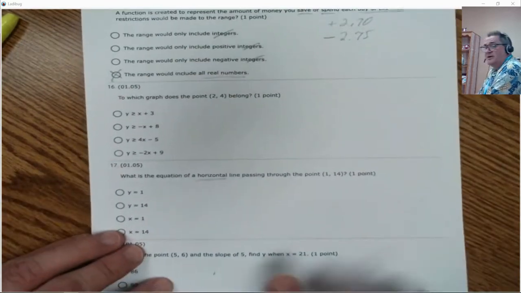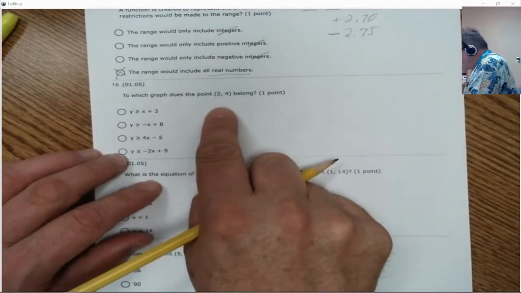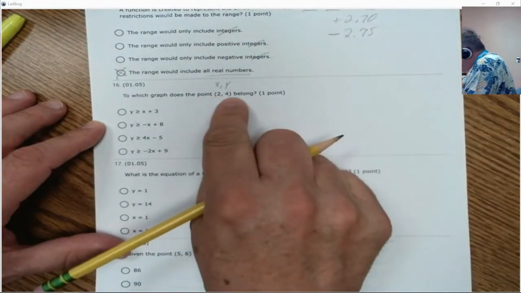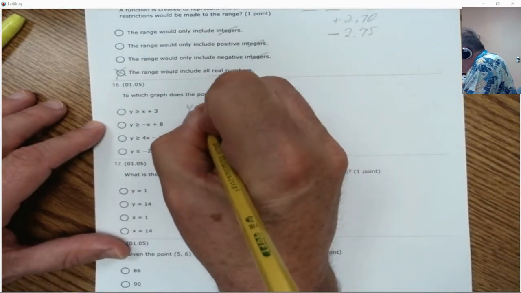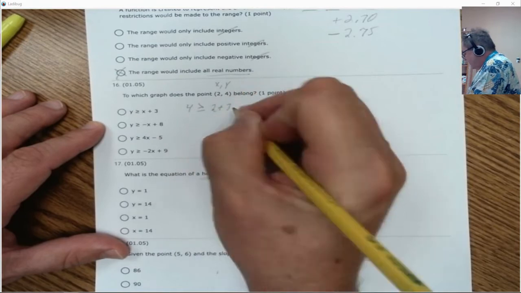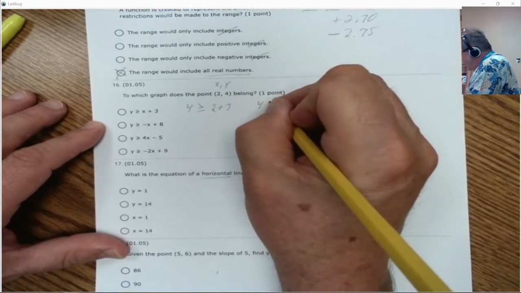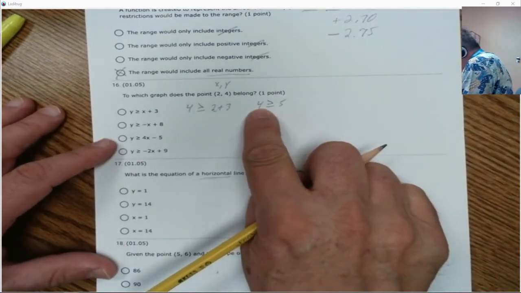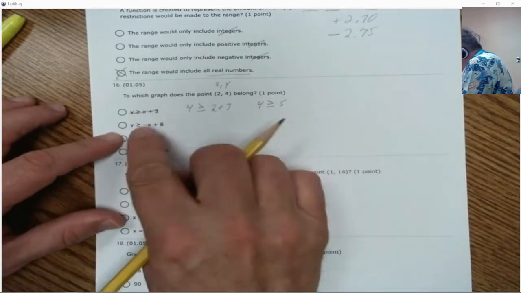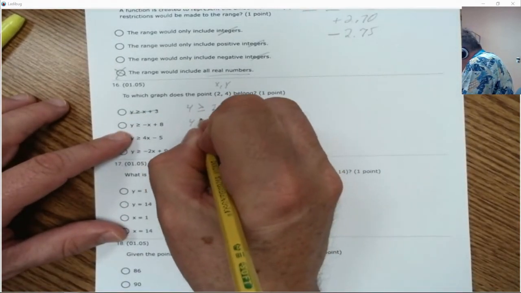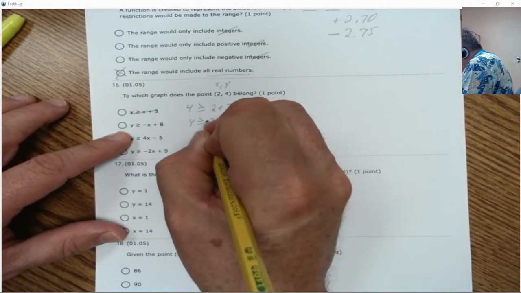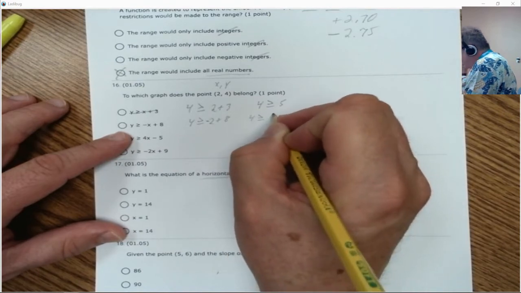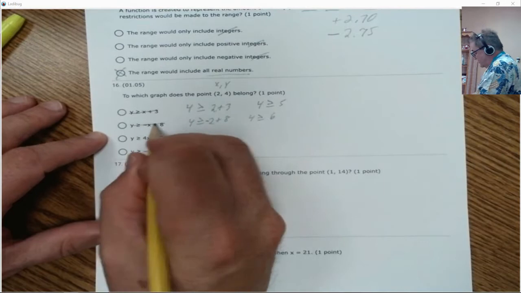All right, to which graph does the point 2, 4 belong? Which one of these? Well, let's take that point, because that is the XY point, right? And let's substitute that in. So 4 is greater than or equal to 2 plus 3. Simplify that. Is 4 greater than or equal to 5? No, 4 is not greater than 5. How about this one? 4 is greater than or equal to -2 plus 8. So it's 4. Let's simplify that. Is 4 greater than or equal to 6? No, it's not greater than or equal to 6.